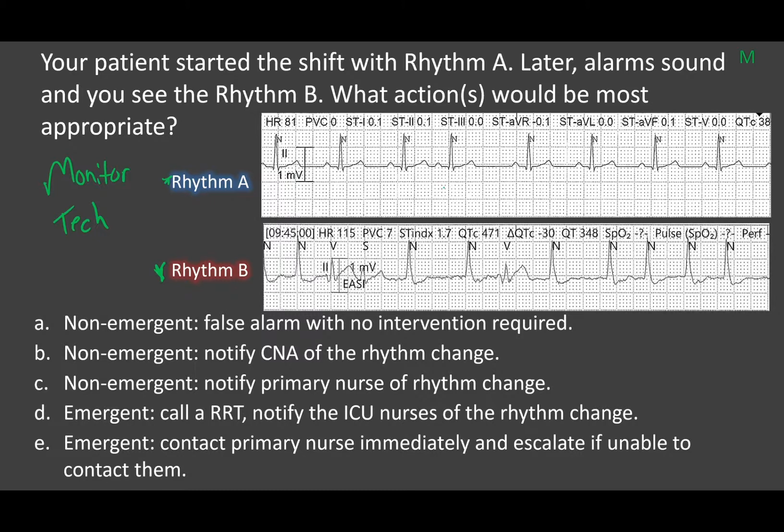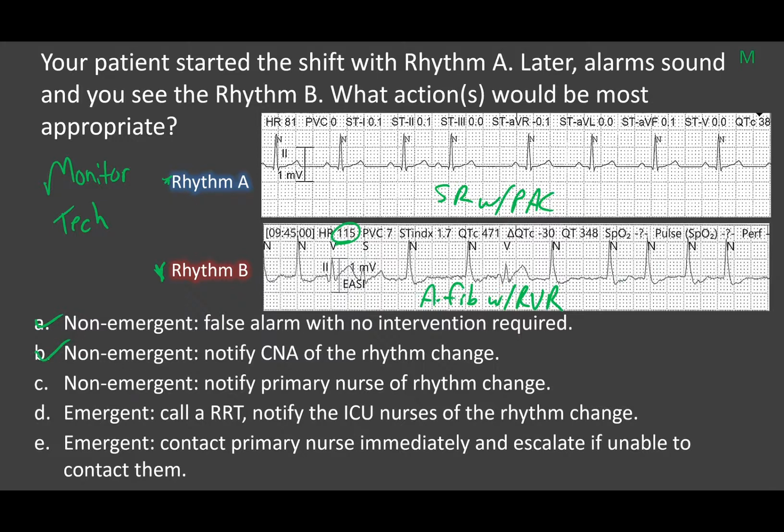Your top one is sinus rhythm with PAC, and it turns into A-fib with RVR, rapid ventricular response. You've got a heart rate greater than 100. And so now, is this emergent? Is it non-emergent? Well, it's a rhythm change, not for the better, so it's definitely not a false alarm. That's not artifact or anything, because you can see how irregular it winds up being.